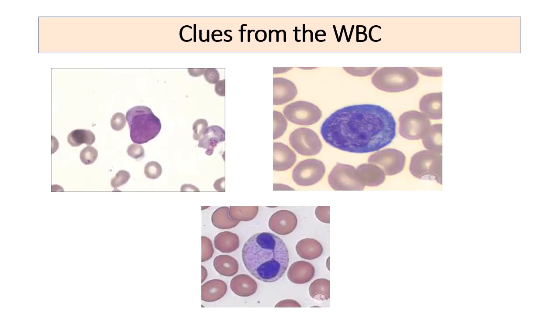So what are the clues that can be picked from the WBCs? Like this is a blast with an Auer rod. So this is probably a case of AML which is causing the thrombocytopenia. This is an activated lymphocyte, which you may see in viral infections like dengue, which could be the cause for thrombocytopenia in this patient. This is a Pelger-Huet anomaly, which is commonly seen in myelodysplastic syndrome, another cause of thrombocytopenia.